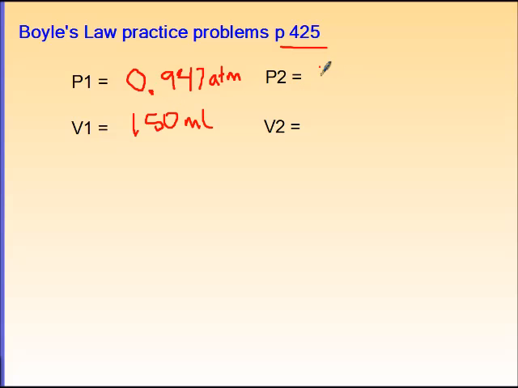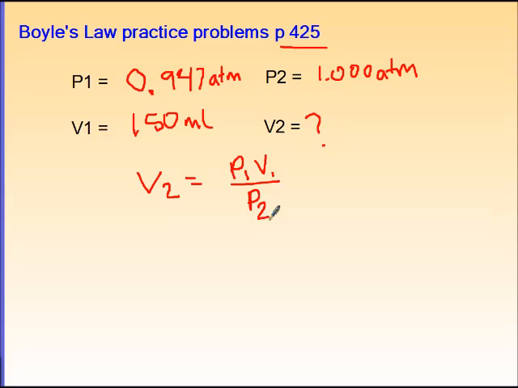Okay, at the second condition, 1.00, I've changed the pressure. I've increased it slightly. And my volume 2 is what I'm trying to find. So I'm going to rearrange my equation to solve for V2. Remember I had P1 times V1 equals P2 times V2. To get V2 by itself, I divide both sides by P2. And that's simply a way to do it.